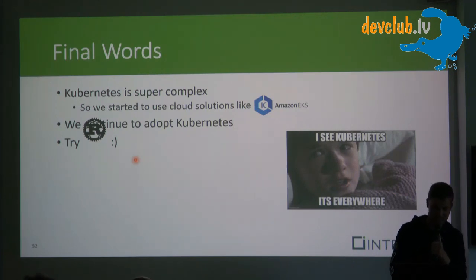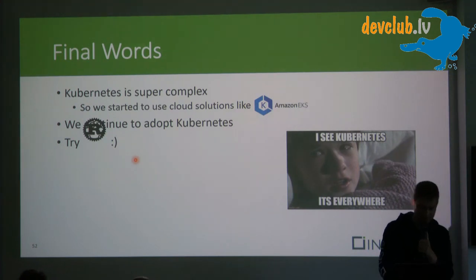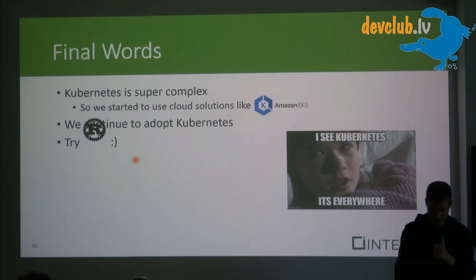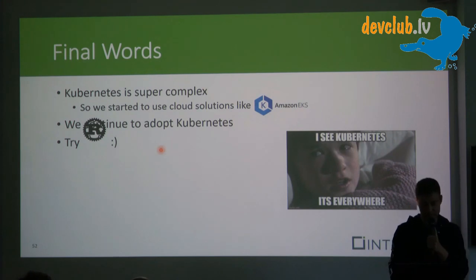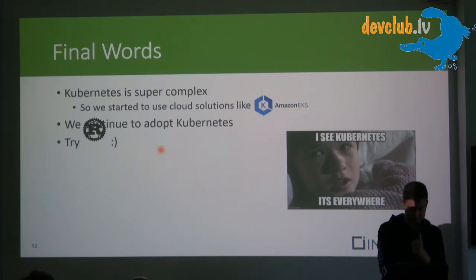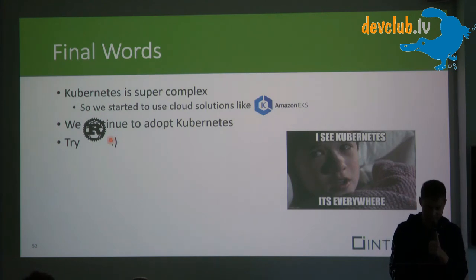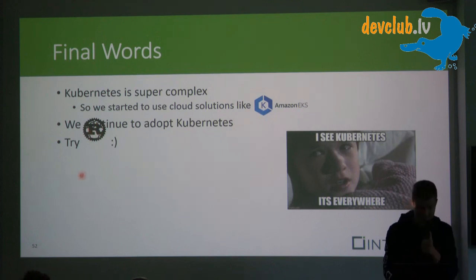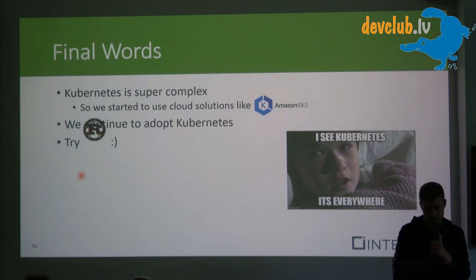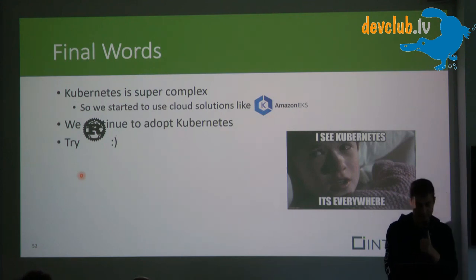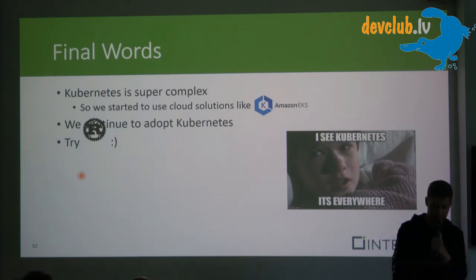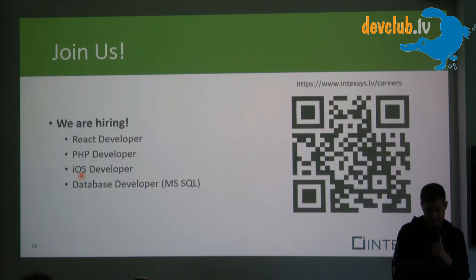And we still are on our way to adopting Kubernetes. Not everything is migrated there. And we are looking for different tools and solutions to make our infrastructure better. And try Rust. You see, it wants you to try it. Maybe not from the first day or the first week, but after a couple of months, you will love it.